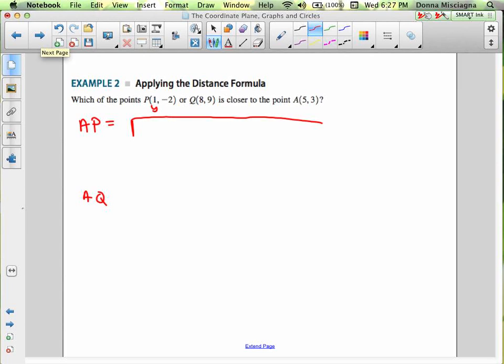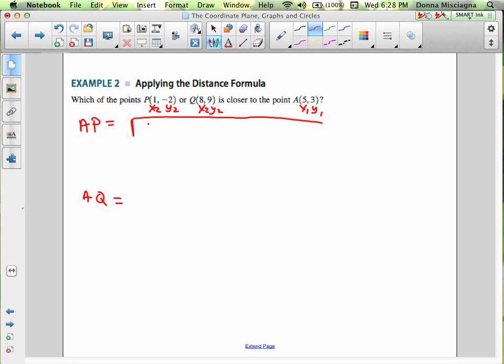A can be x2, y2 for the first part of the problem, and for the second part of the problem, it'll be x2, y2 again, and the other point will just be x1, y1. Because in the first example we're finding the length of AP, so we're going to use points A and P. In the second one, we're finding the length of AQ, so we're going to use points A and Q.